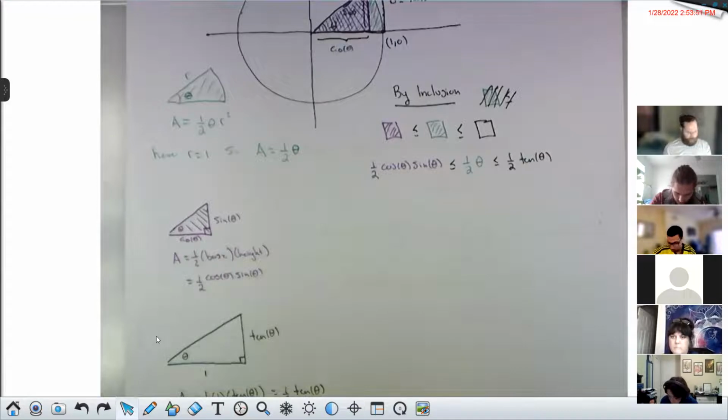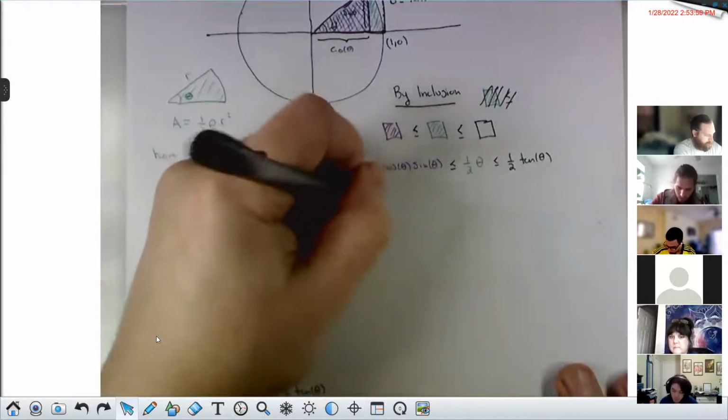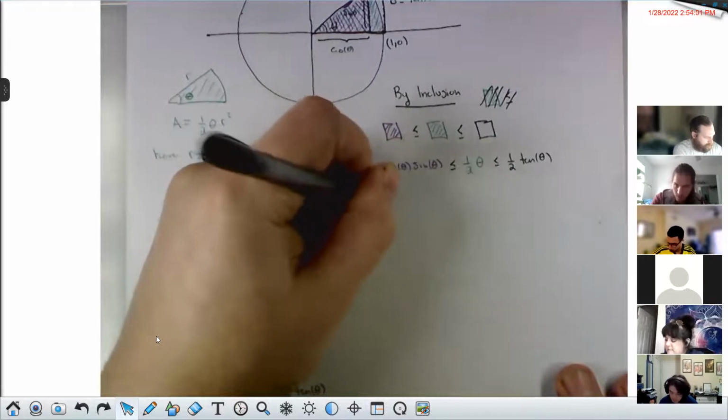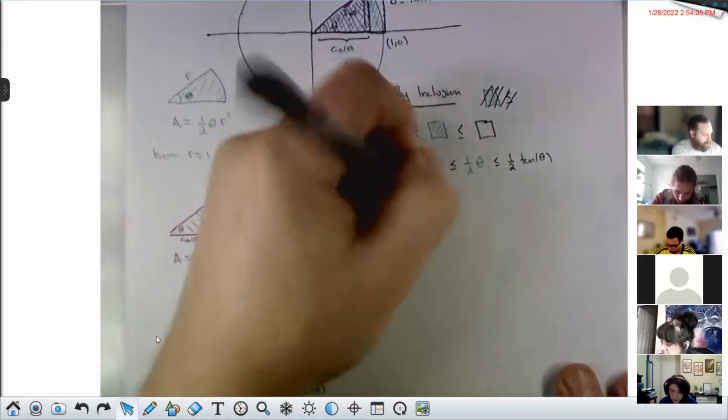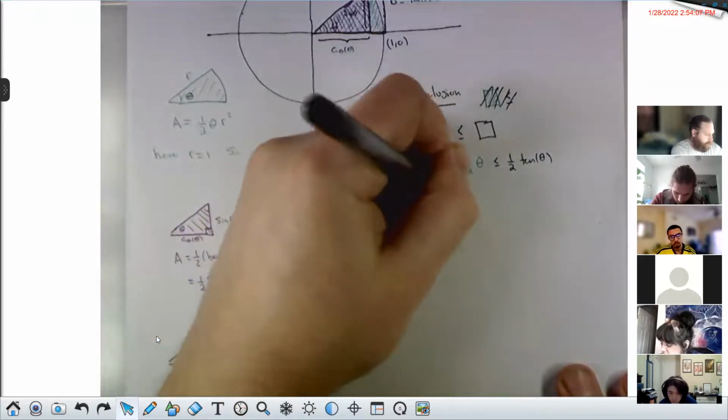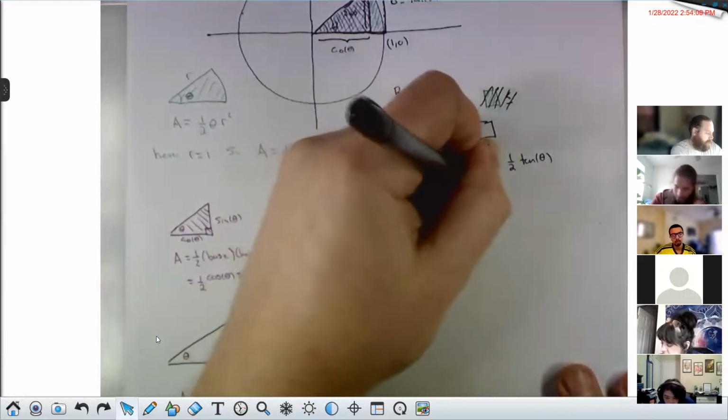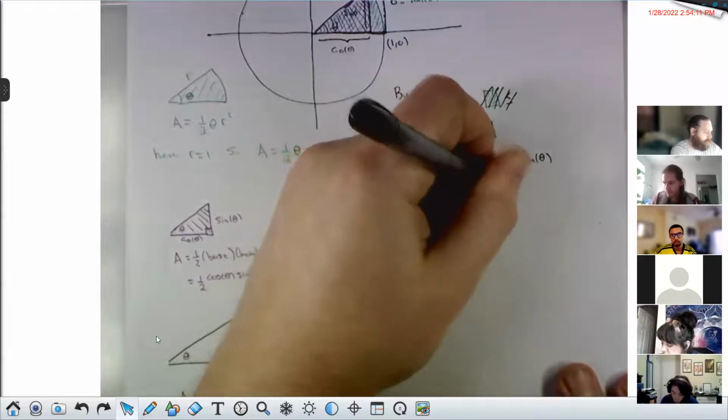Multiply through everywhere by 2. I'm going to stop the color coding now because it's troublesome to switch pens. We got cos theta sine theta is less than or equal to theta itself, which is less than or equal to the tangent of theta.